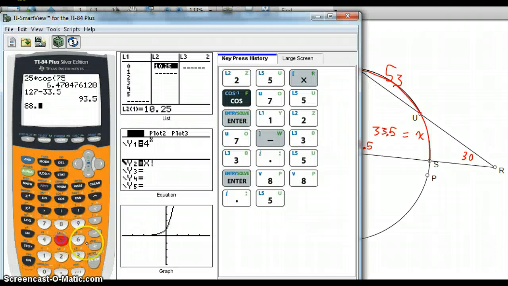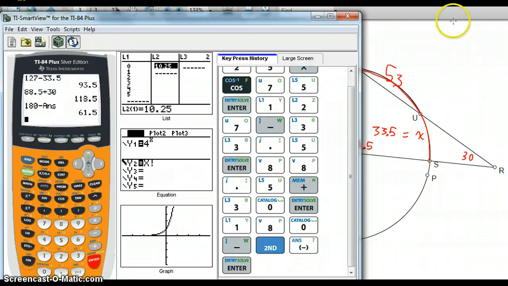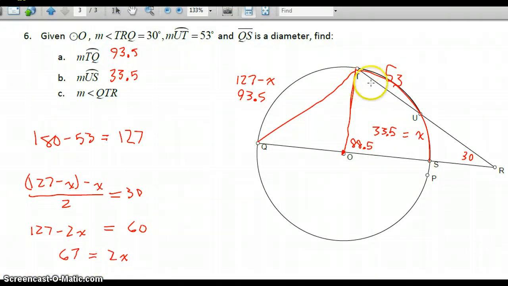88.5 plus 30, subtract that from 180, and I know that's 61.5. So this angle right here is 61.5. I do that because I think I can figure this out pretty easily too. I'm looking for QTR, so I'm looking for this whole big thing out here. If this is 88.5, this makes 180 this way, right? And then I can figure out in the big triangle if this is 30.